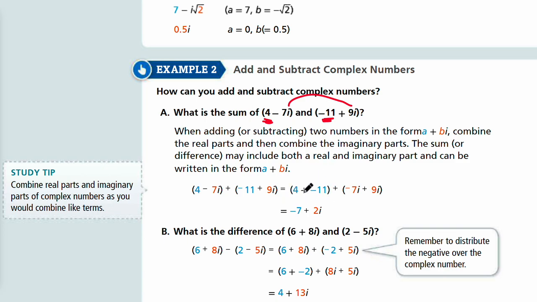So you're going to group them together, rewrite them with the like terms, and then add them together, and that's it. You're going to end up with a complex number. The differences work the same way, except you just have to distribute your negative. Just make sure you do that, and then you add the like terms again, and then simplify. That's it. Shouldn't be too hard.